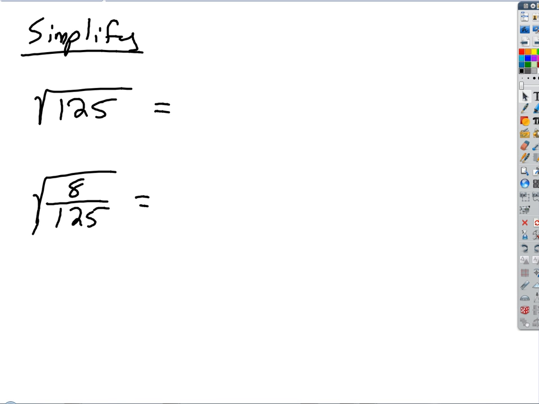Okay, so in this first one, what's the biggest perfect square factor of 125? 25. Okay, good. So what we're gonna take advantage of here is a property of square roots. We know that the square root of a times b equals the square root of a times the square root of b.